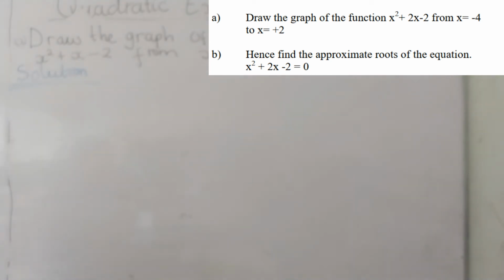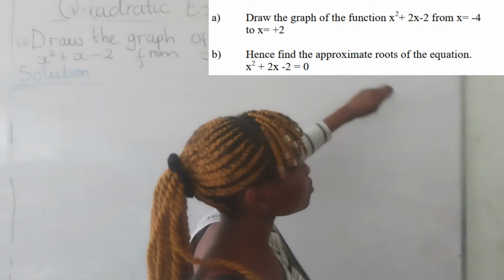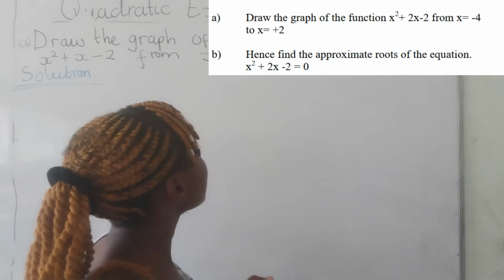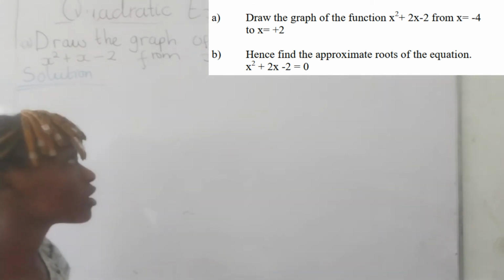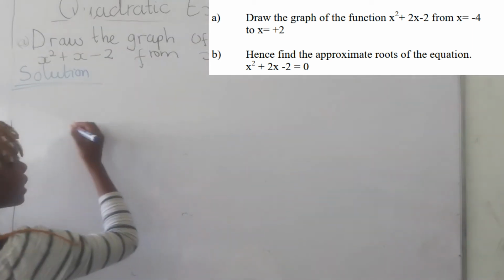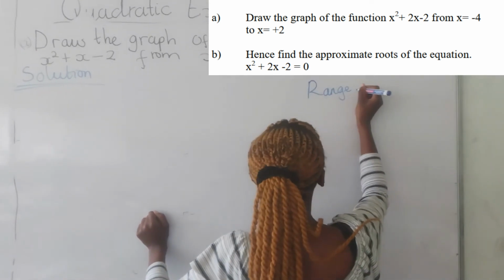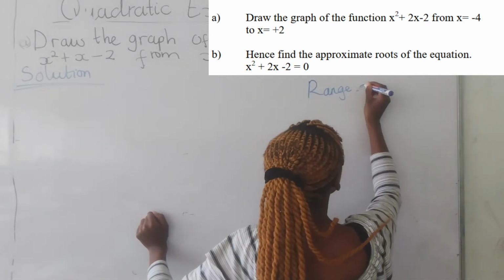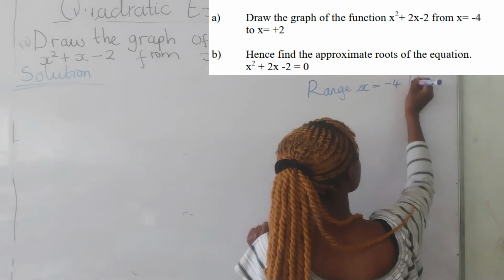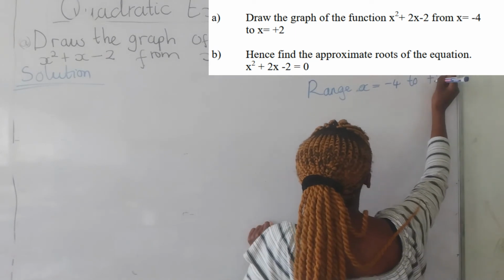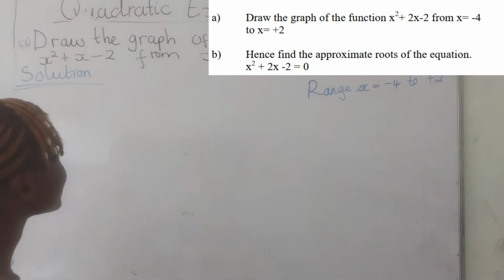Okay, so our question says from x is equal to minus 4 to x is equal to plus 5. So this is the range with which they want our graph to be in, okay? So let me just say the range of our graph is from x minus 4 to plus 2. Okay, so this is the range with which they want our graph to be.